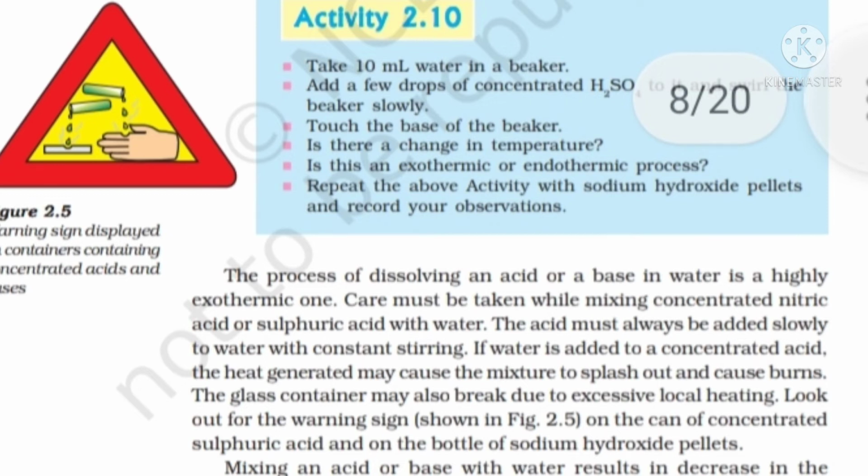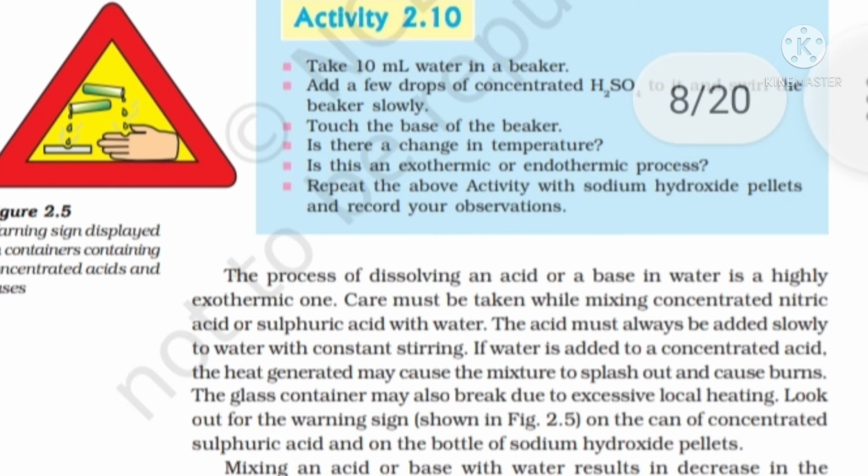Because this reaction is an exothermic reaction. They liberate heat. So, because of heat formation, the beaker may break and splash. The solution will splash out on the face. It is too dangerous. So, it has to be diluted by adding acid to the water. In the beaker, what you have to take? Water. Then you have to add acid slowly.